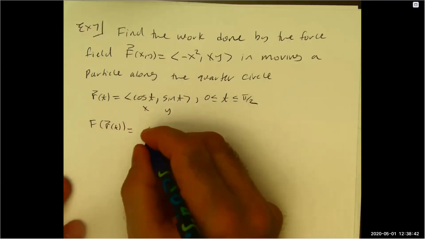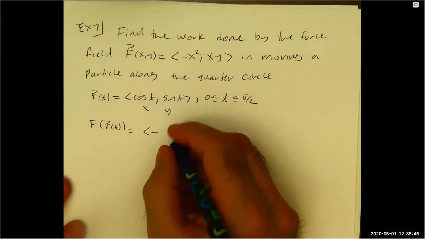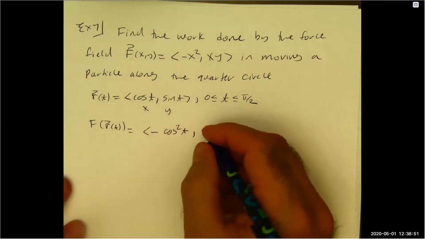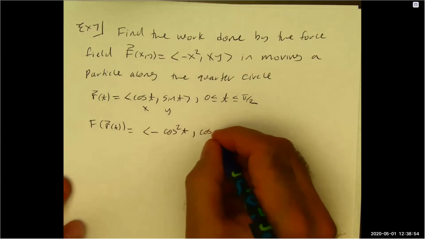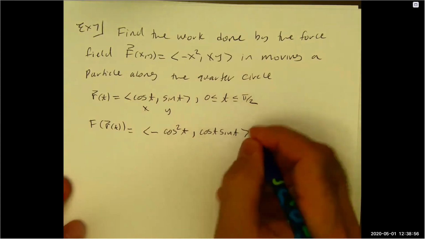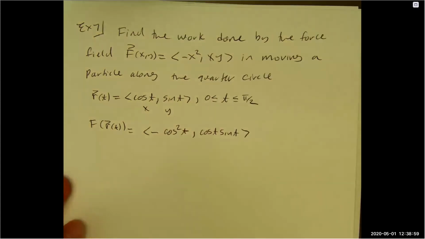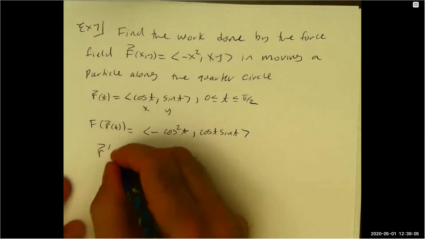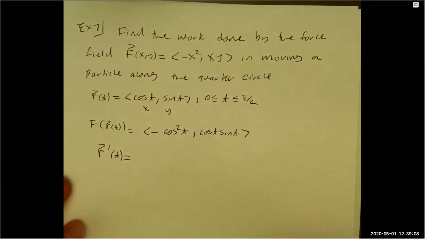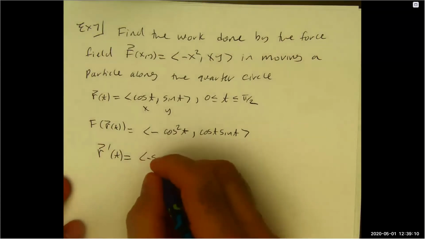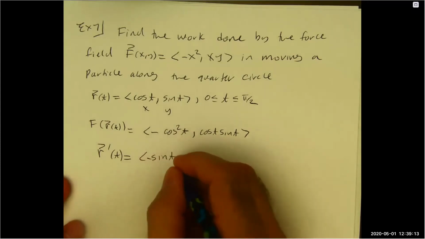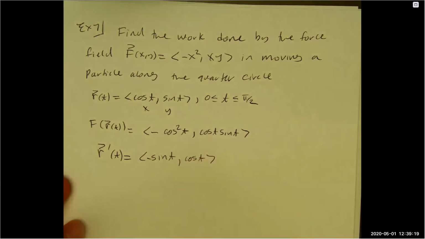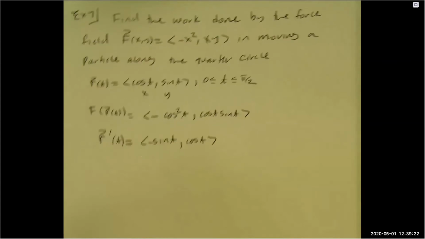So we're going to have minus cosine squared, and then we're going to have cosine t sine t for the x and x times y. And then if we look at r prime, r prime is just going to be minus the sine of t, and then we're going to have cosine of t. All right, so we have everything we need to do this calculation now.